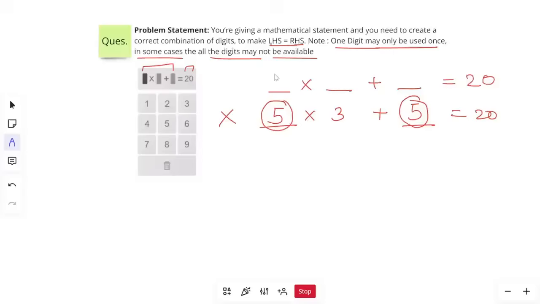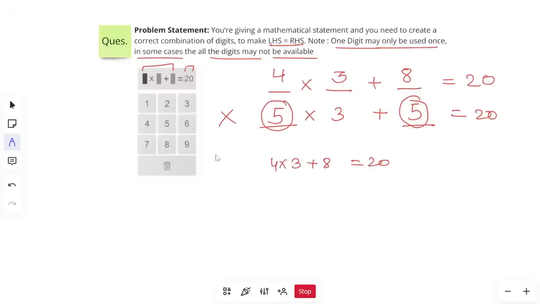Now let's see what can be the correct one. You can take a 4, and then one digit you can take is 3. So 4 into 3 will be how much? 12. So how much is remaining to make it 20? 8 is remaining, right? So this can be a correct answer: 4 into 3 plus 8 becomes 20. In this one, you are making your LHS equal to RHS, and you are also following the condition that each digit comes once. So this is absolutely correct.